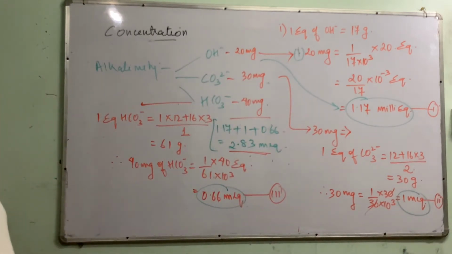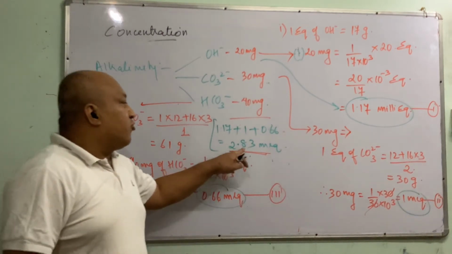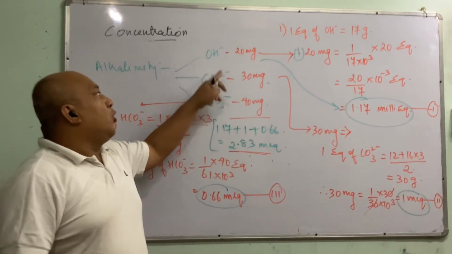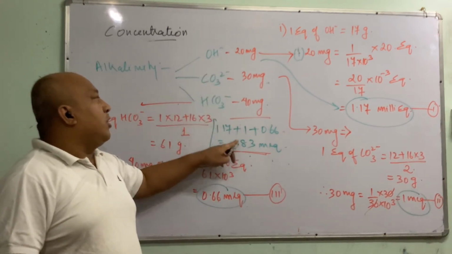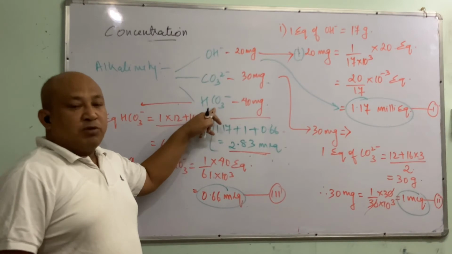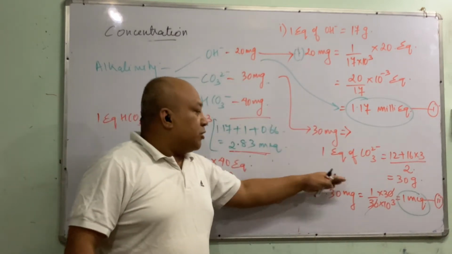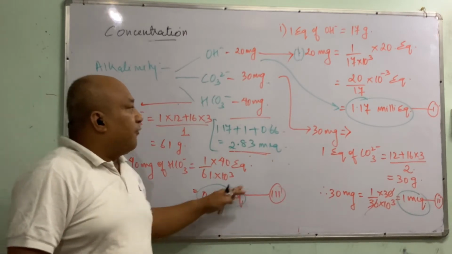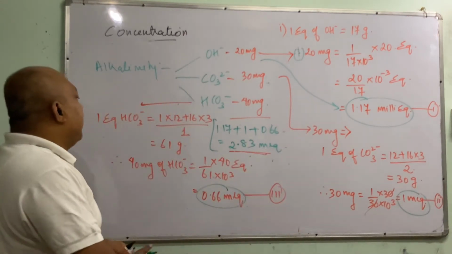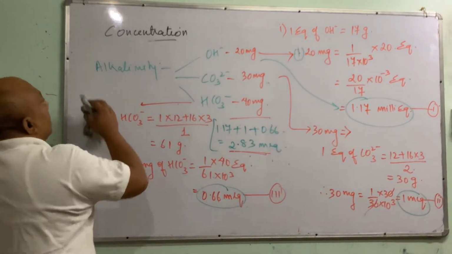Now, milli equivalent is a universal concept. But now you may ask, sir, what is milli equivalent? To make things very easy, this 2.83 is not OH alone, it is not CO3 2 minus alone, it is not HCO3 minus alone. It is a combination of all these three, mixed in the right proportion. Everything we converted in terms of milli equivalent. Okay. Now finally, what we will do is combine it.